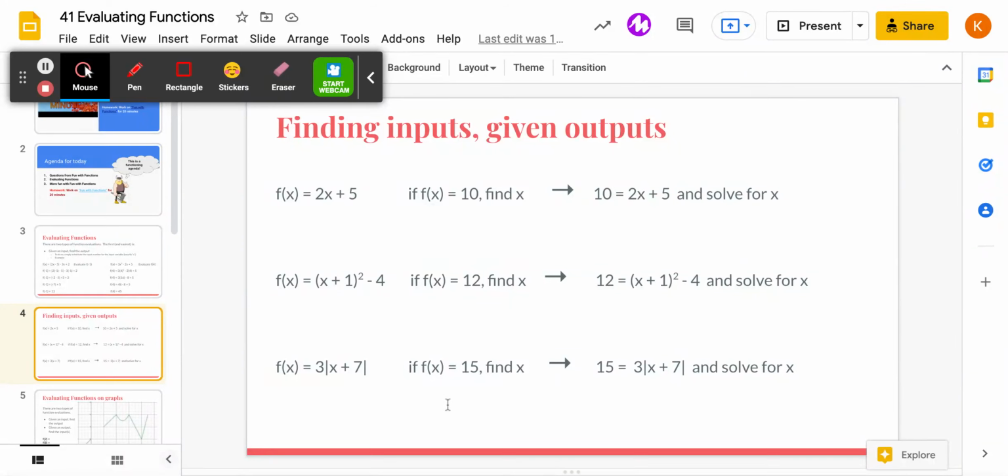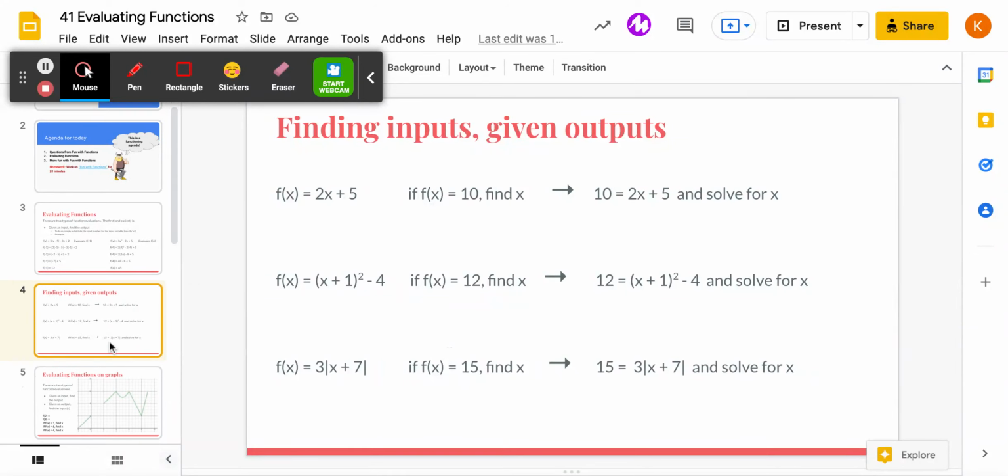In this third example, it's an absolute value. The output is 15, so make the output 15. Put it right in there, and now you solve this absolute value equation. So remember, for these, we are trying to figure out what the inputs are, but the good news is we are giving you the outputs to help you do that.